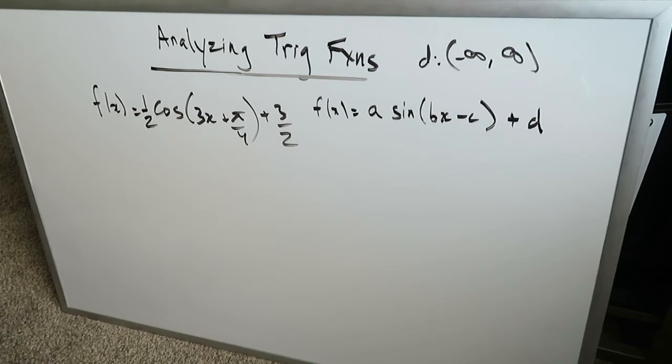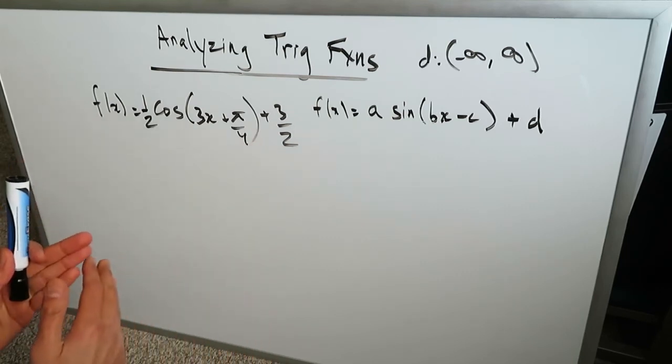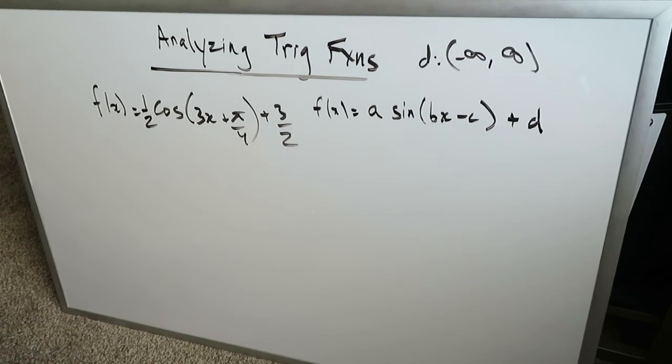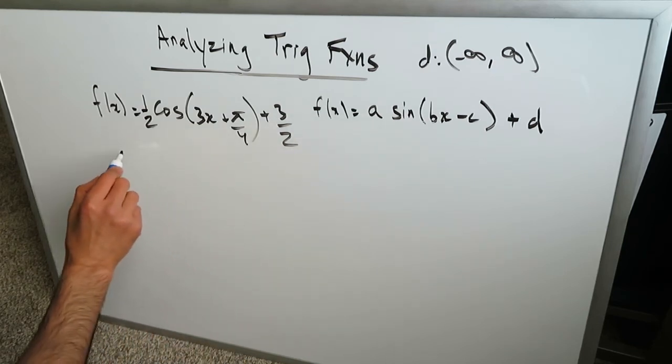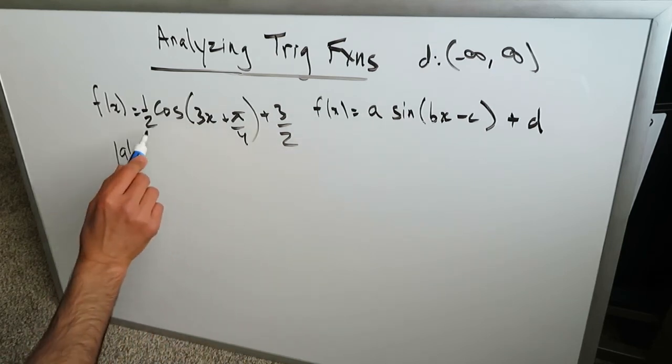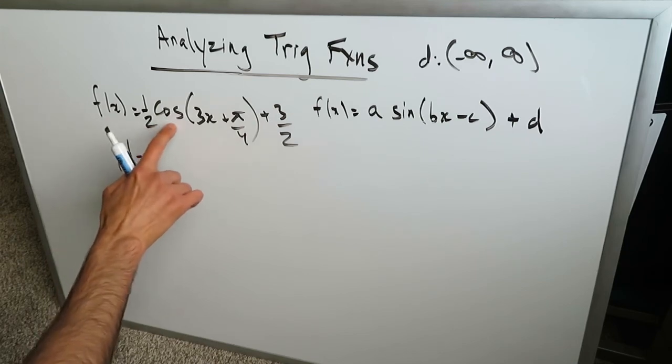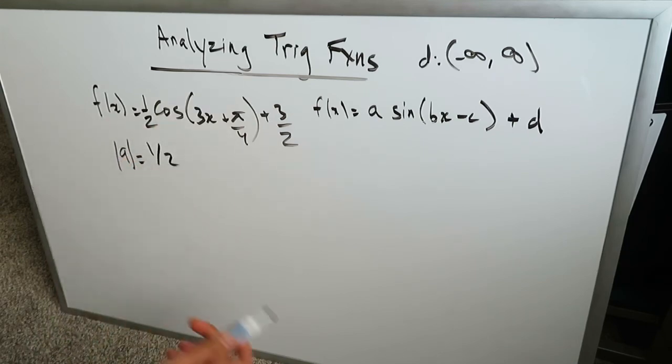So when we look at this, the domain is already done. Always minus infinity to infinity, unless your question specifies a specific domain. Otherwise, it's always minus infinity to positive infinity. First thing we want to look at is your amplitude. Amplitude here is exactly the coefficient of your function, which is half. That's fine. It's half as high as your normal cosine wave.